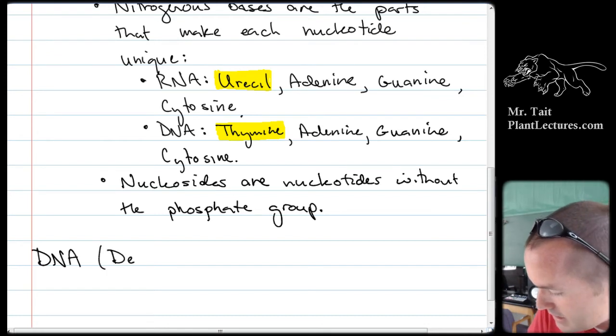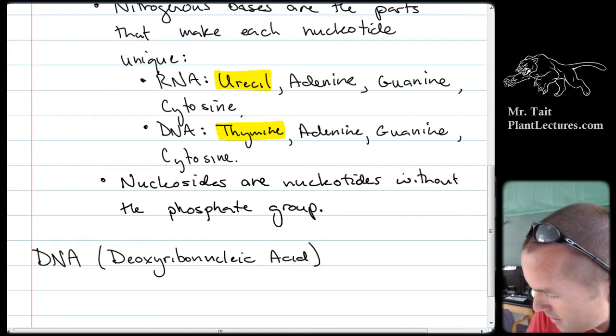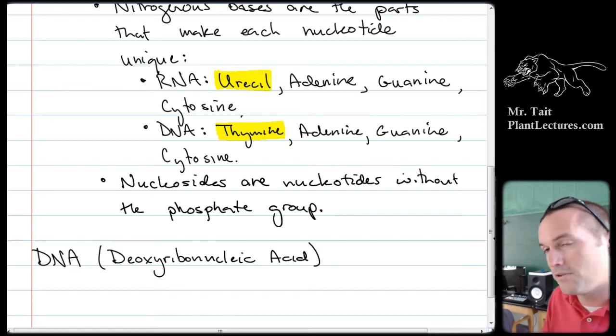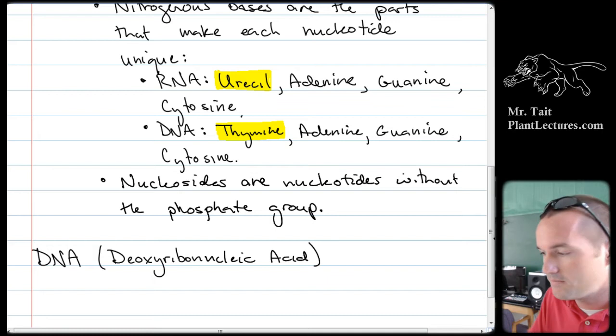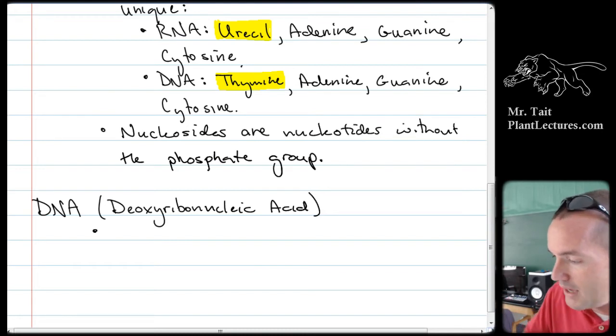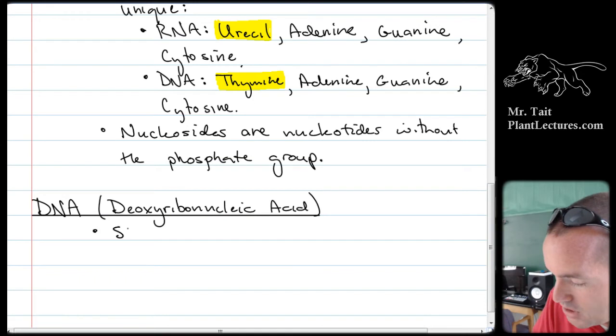DNA stands for deoxyribonucleic acid. Okay? And it's called deoxyribonucleic acid because it's a nucleic acid that has the sugar deoxyribose in it. Right? DNA has one main role, one main job, one main function, and that is it stores the genetic information.